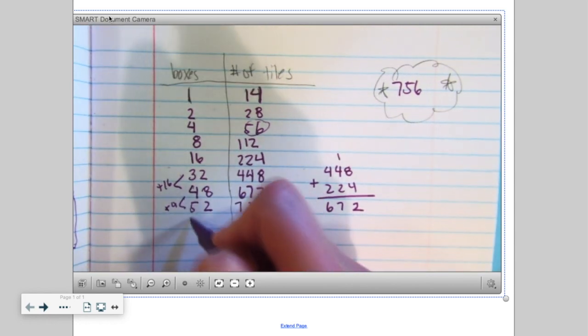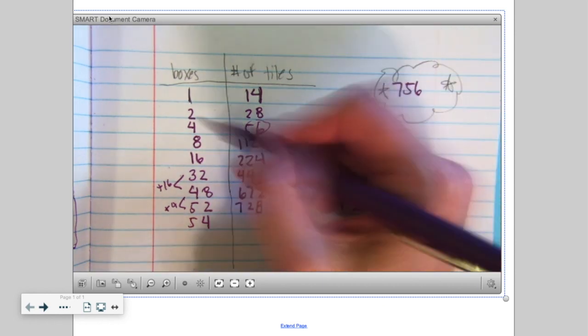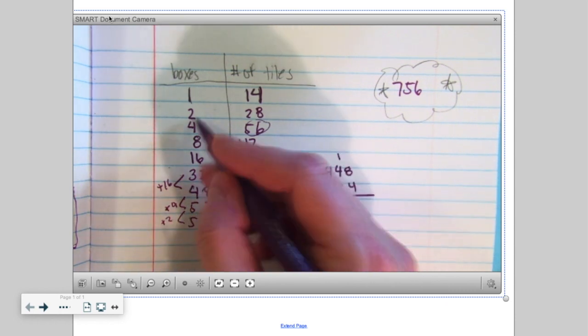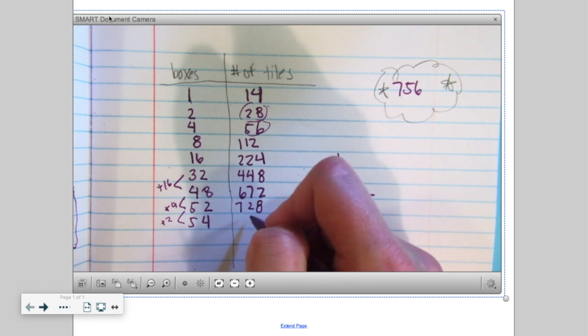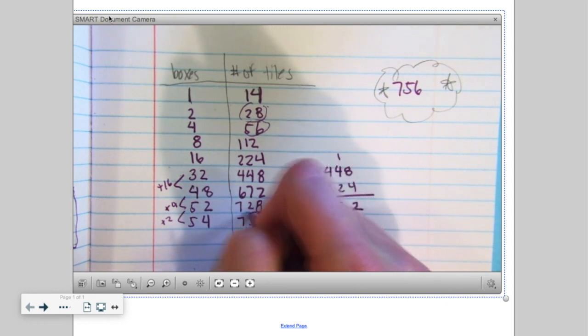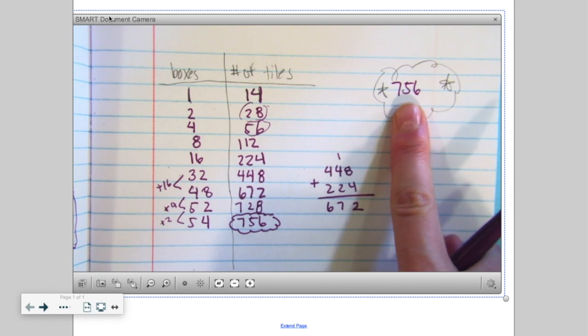Then I'm going to go to 54. And I'm just adding 2 more, because going from 52 to 54 is adding 2. And 2 boxes is equivalent to 28 tiles. So adding 728 plus 28 turns out to be 756, which, ding, ding, ding! That's our goal. That was our target to get there in the first place.